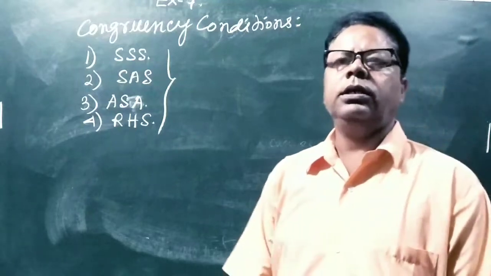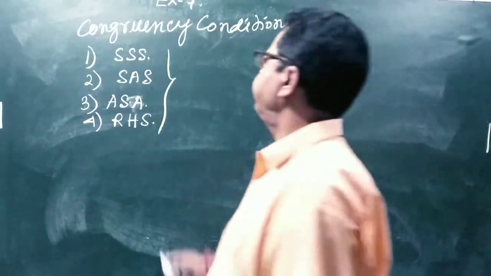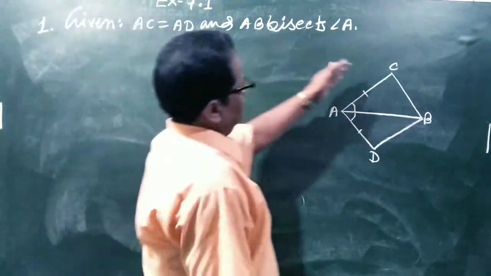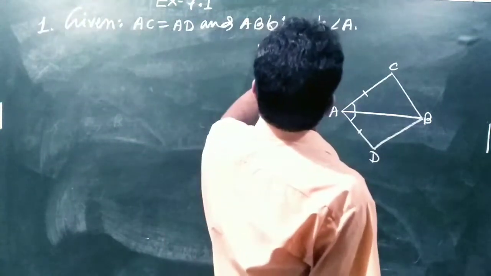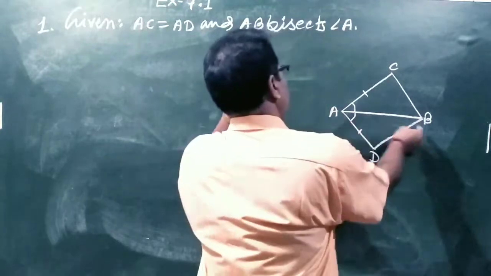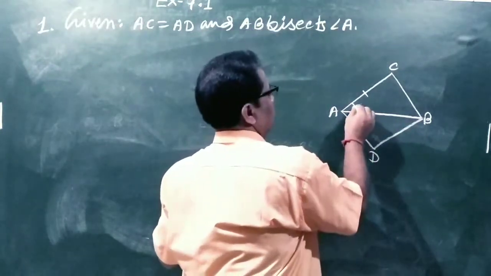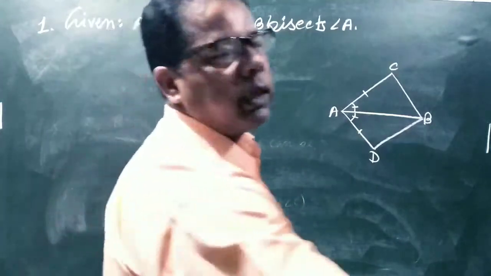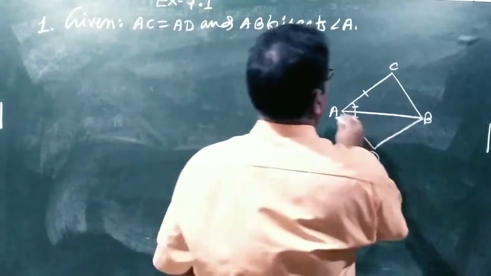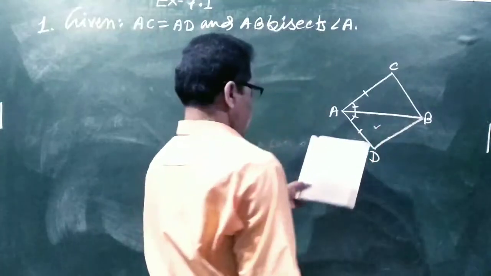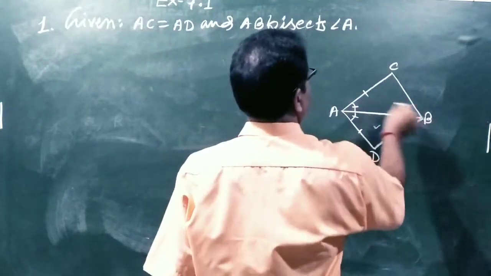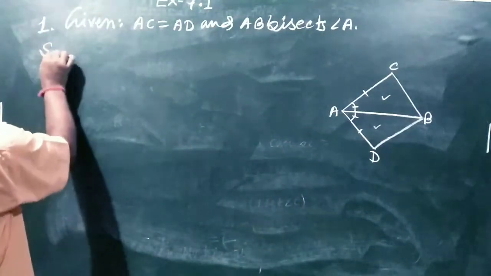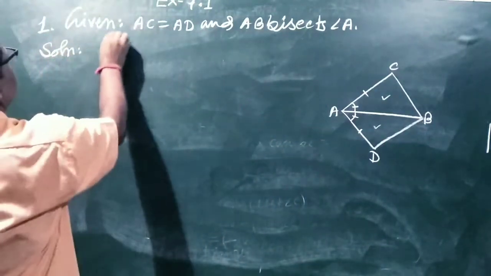So let's see exercise 7.1, question number 1. Given to us: AC equal to AD and AB bisects angle A. AB bisecting angle A means equally dividing it into two parts. Now our work is to show that the two triangles, triangle ABD and triangle BAC, are congruent. So let us try to prove it.